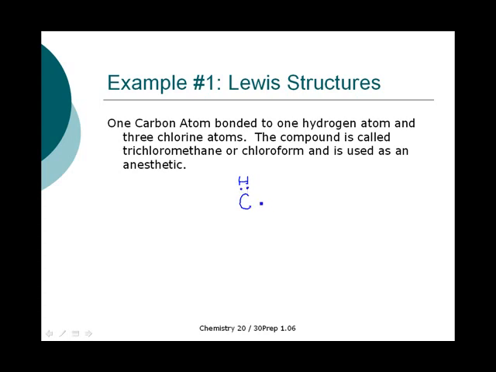So they're going to share 2 electrons. Now chlorine needs 8 to be stable. And carbon, so 3 chlorines. So this is the Lewis structure for trichloromethane, or chloroform. And if we take a look, all of the valence electrons are still shown.